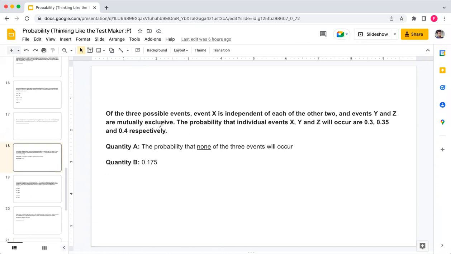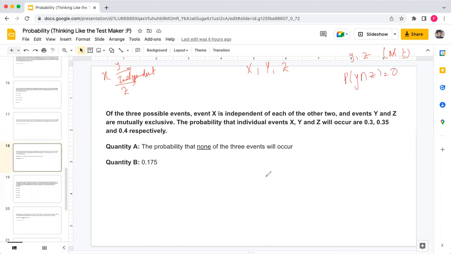By visualization, by trying to use the Venn diagram concept here. So we have three events, X, Y, and Z. X is independent of Y, and X is independent of Z. And Y and Z are mutually exclusive. That means the probability of Y and Z is equal to 0.